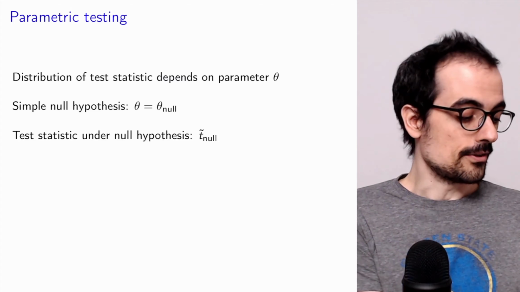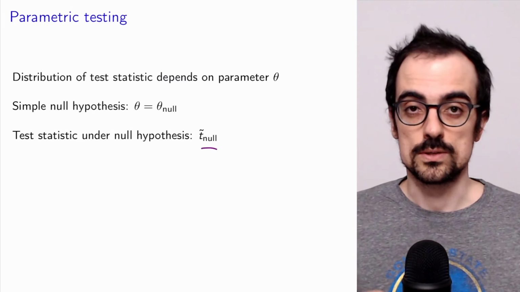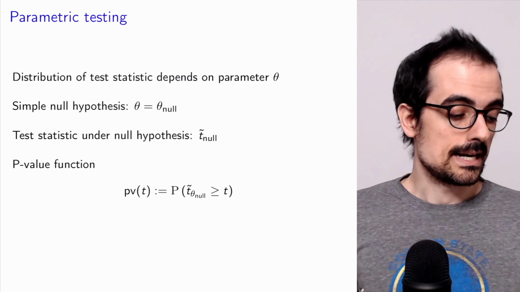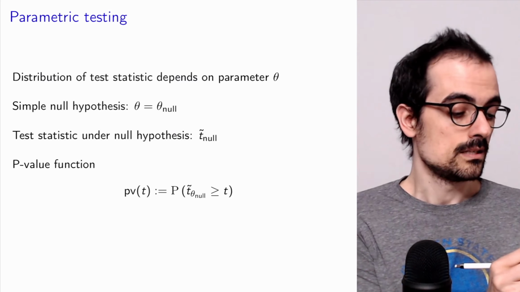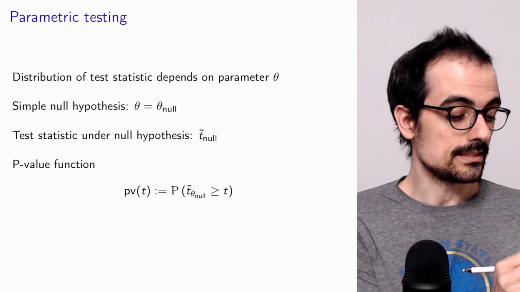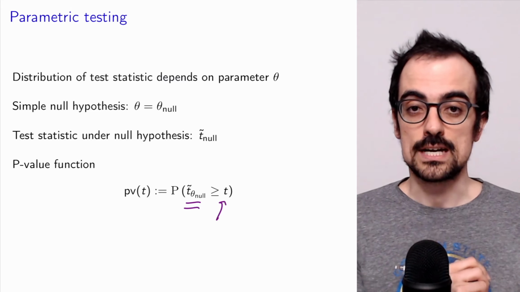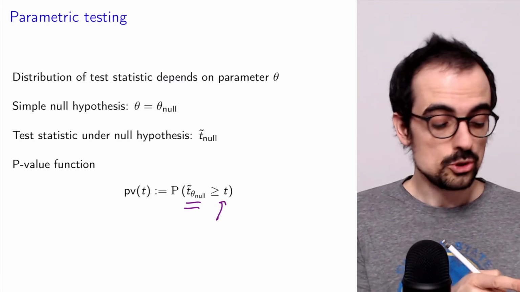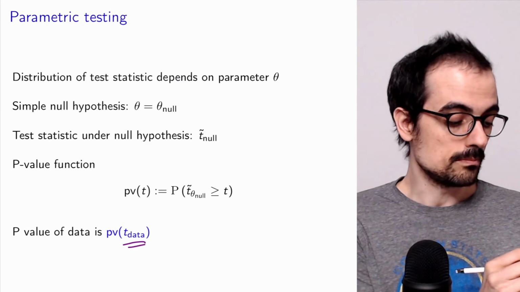The test statistic under the null hypothesis is going to be called T null. And the p-value function is defined as the probability that the test statistic under the null hypothesis is greater or equal to any possible value of the test statistic. And we usually evaluate this at the data to compute the actual p-value.